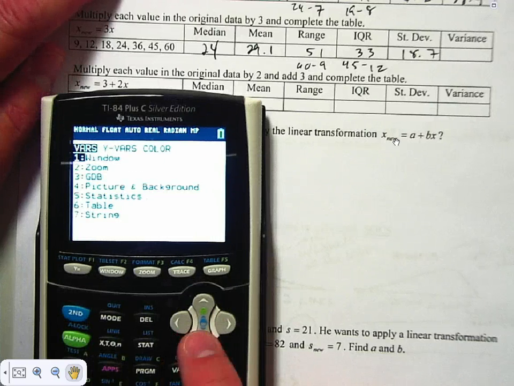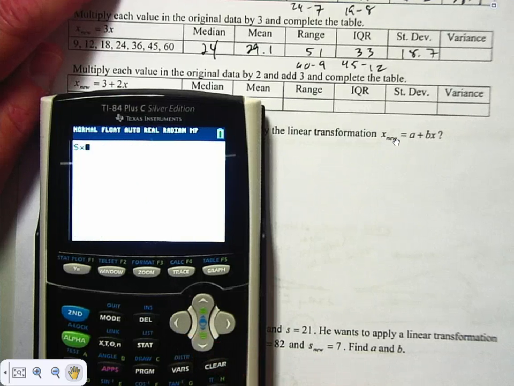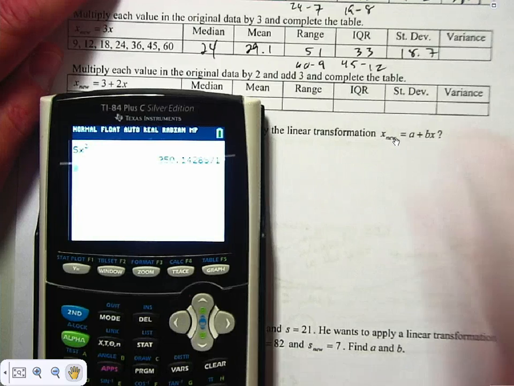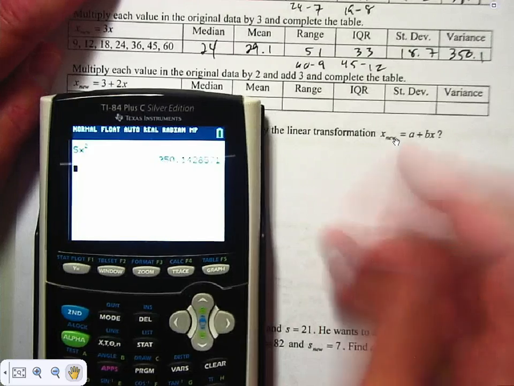And to find your variance, again, we're going to go to VARS, statistics, S sub x, and then I'm going to square that and get 350.1.